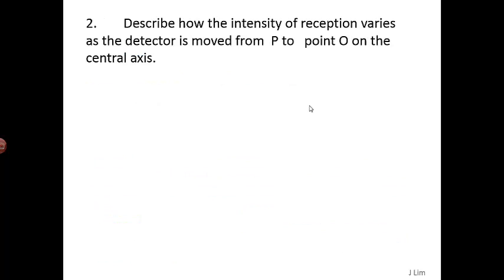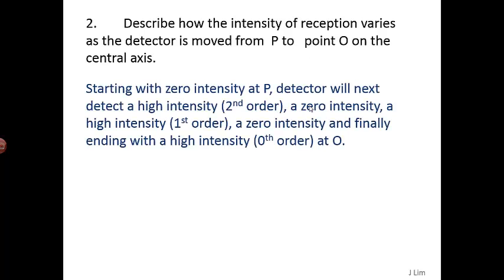Describe how the intensity of reception varies as the detector is moved from P to O on the central axis. Now from P we are moving down, so we will see a 0 intensity at P. The detector will detect a high intensity, a second order maxima, followed by a 0 intensity, then another high intensity which corresponds to the first order maxima, then a 0 intensity, and finally ending with a high intensity at O.